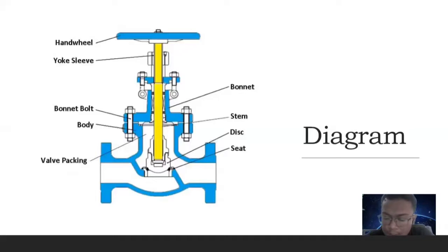Valve packing. It is a sealing system that has the deformable material in the solid form or split rings held in the packing box. These are used for packing in valves, which consequently prevents leakage between stem and bonnet.